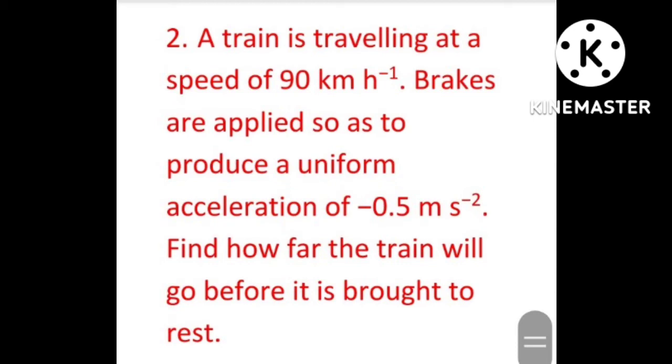Brakes are applied means what we can understand? V will be 0, right? That means the final velocity will be 0 because the train will come to rest. Okay, so we can write V as 0 and the acceleration is given as minus 0.5 meter per second square, and we have to calculate the distance traveled.